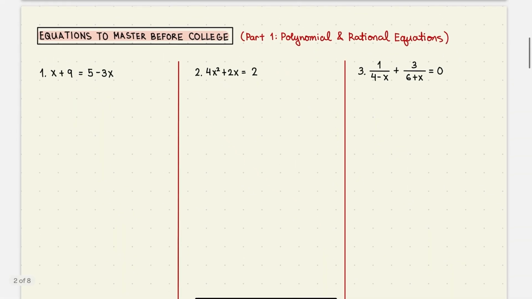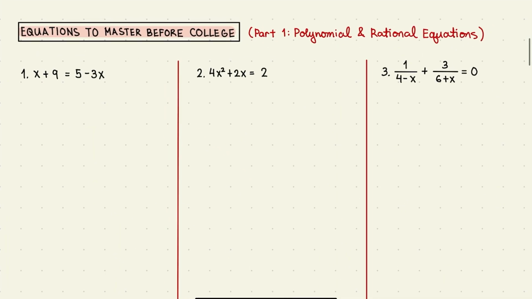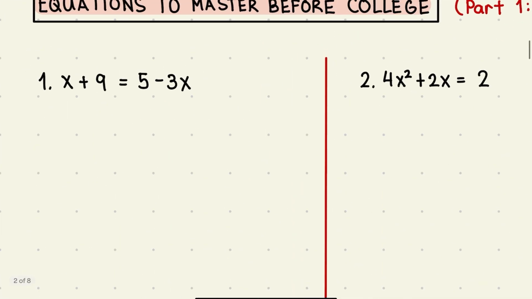Okay, let's start. So first one is polynomial and rational equations. Let's start with the most basic one, and that is linear equations. The trick in linear equations is simply to isolate one side with the variables, in this case x, and the other side with the constants.